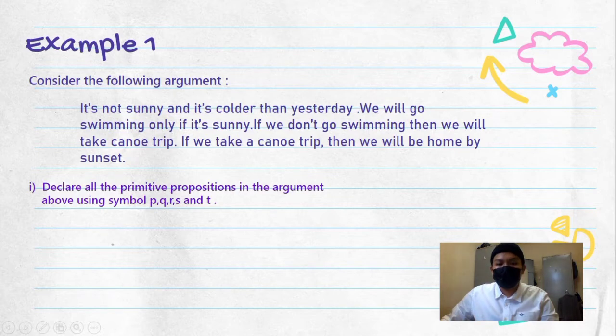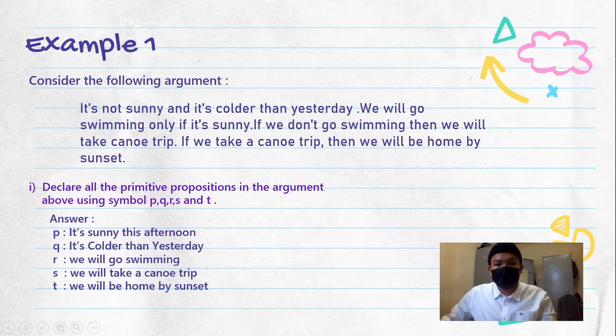For question 1 in example 1, the question asks us to declare all the primitive propositions in the argument using the symbols given, which are P, Q, R, S, and T. After reading the argument, we can say that P is it's sunny this afternoon. Q, it's colder than yesterday. R, we will go swimming. S, we will take a canoe trip. And T, we will be home by sunset. And that's the answer.